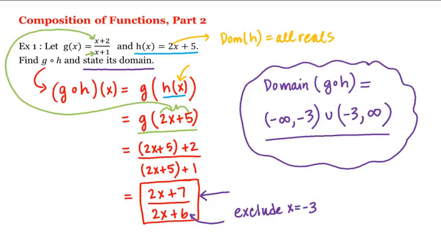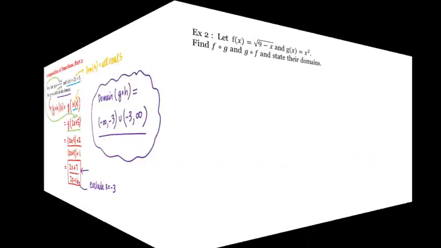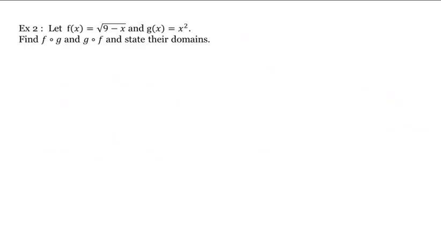All right, let's look at another example. Let f of x equal the square root of 9 minus x and g of x equal x squared. Let's find the composition in both directions, f composed with g and g composed with f, and then we'll state their domains. All right, let's start with f composed with g.